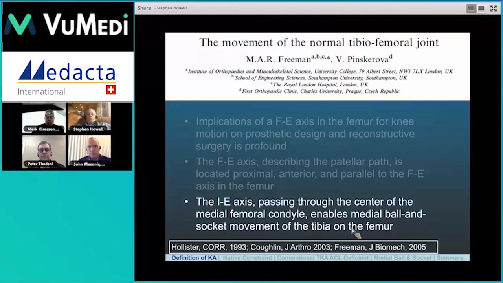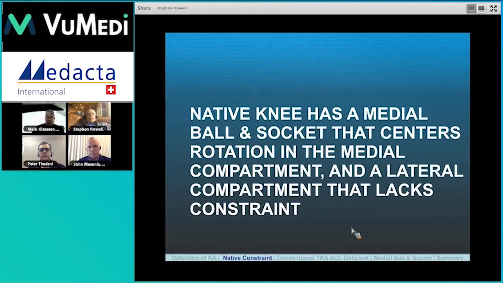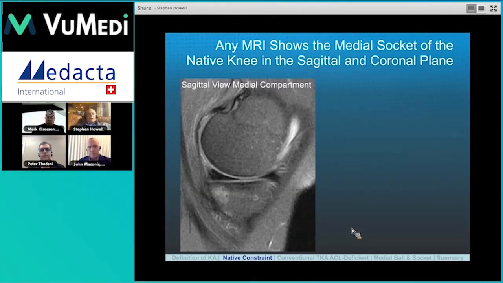of the normal tibial-femoral joint, was initially published in the Journal of Biomechanics, and therefore may not be commonly read by the orthopedic surgeon. But this paper outlined the importance of the IE axis and the medial ball and socket joint. So let's look at the native knee and look at this medial ball and socket that centers the rotation and a lateral compartment that lacks constraint.